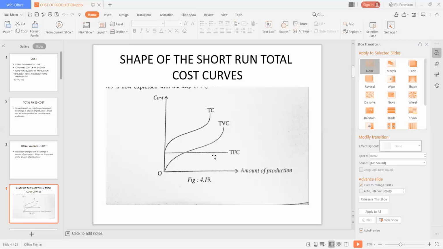Cost of farm for the fixed factors, product fixed cost, rent of factory shed. On the other hand, the costs which change along with the change in the amount of production, the costs which are dependent on the amount of production, are called variable cost. Expenditure on raw materials, transport cost, expenditure for fuel, etc. This is the difference between fixed cost and variable cost.